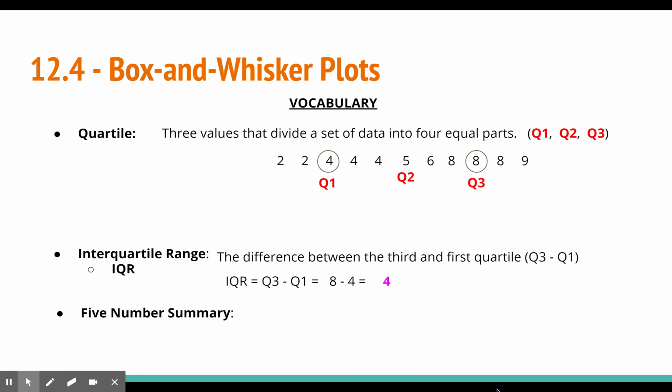Finally, our 5-number summary. This is what's going to help us read Box and Whiskers, going to help us draw Box and Whiskers. Our 5-number summary includes our Q1, Q2, and Q3. It's also going to include our minimum and our maximum. So looking at our data set, our minimum value, our smallest value is 2, our Q1 is 4, our median is 5, our Q3 is 8, and our max is 9, and that's going to be our 5-number summary. Get used to that. We're doing that for all these Box and Whisker plots.